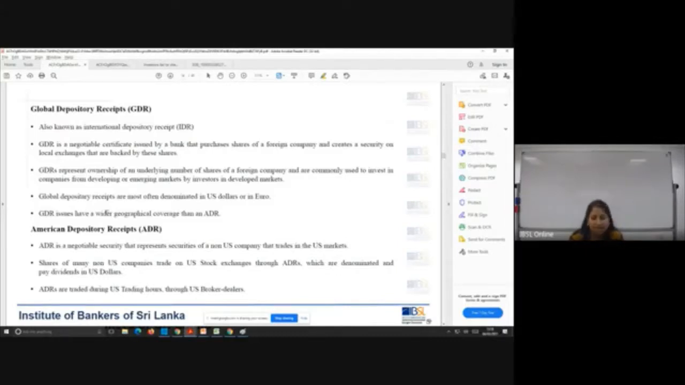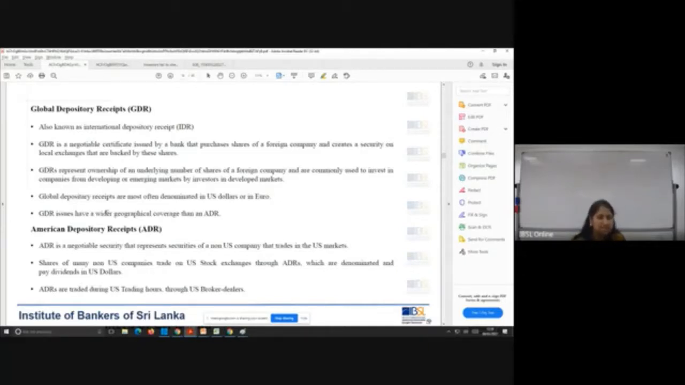Okay. ADR is issued in the United States by a non-US company. The company is from another country, so from a non-US company, a security is issued in the US market. So definitely the ADR is issued in US dollars. The dividends are in dollars, the price is in dollars. And the entire trading of ADR happens according to the US trading hours through the US brokers and dealers. The usual American depository receipt, in terms of global coverage, is limited compared to the GDR.